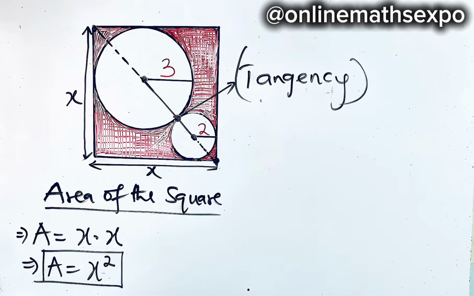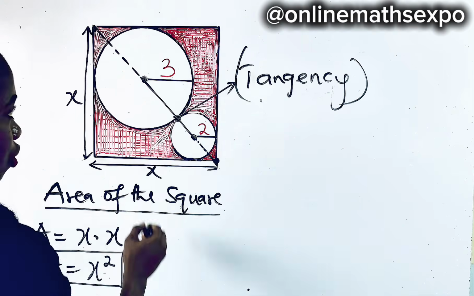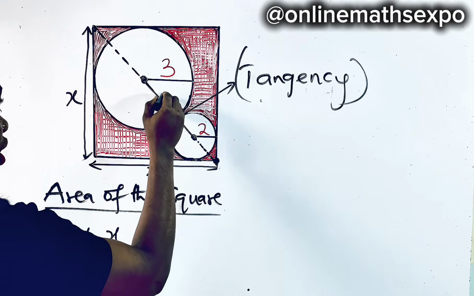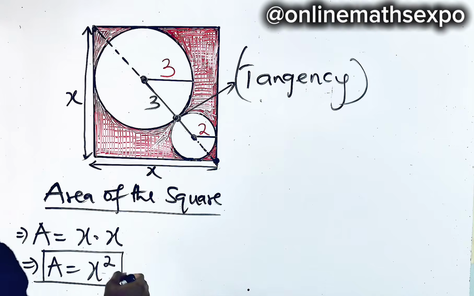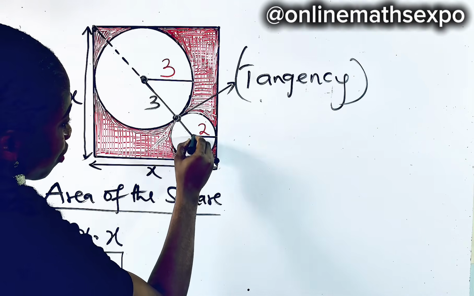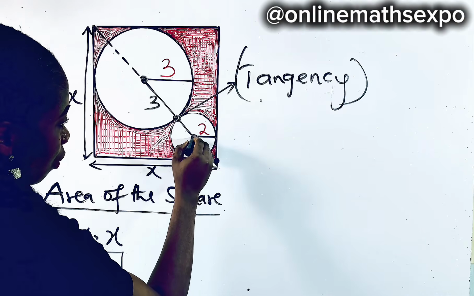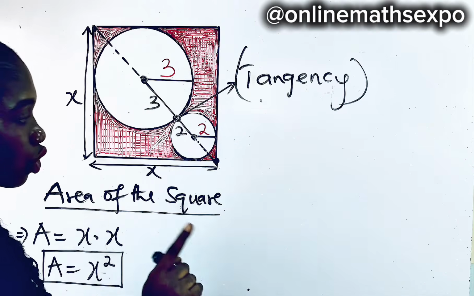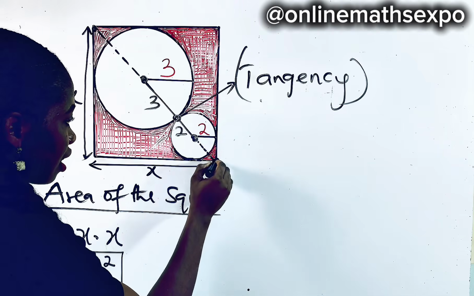Remember also that this to this is the radius, which is 3. It is also the same as from here to here, which is also 3. Now, also notice that from here to here is 2. Automatically, this is also the radius, which is 2. The question is, how do we find this length?